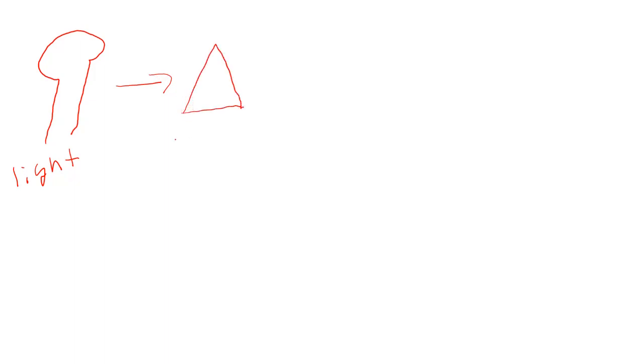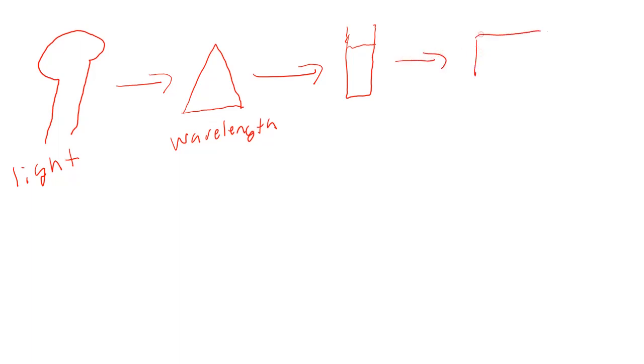So if we have our spectrometer or our colorimeter, we have to have some sort of light source. So we're going to pretend that's a light bulb. And our source of light goes through a filter, which filters out the wavelength that we want. And then that passes through our sample, which is our cuvette. And then it goes to a detector.